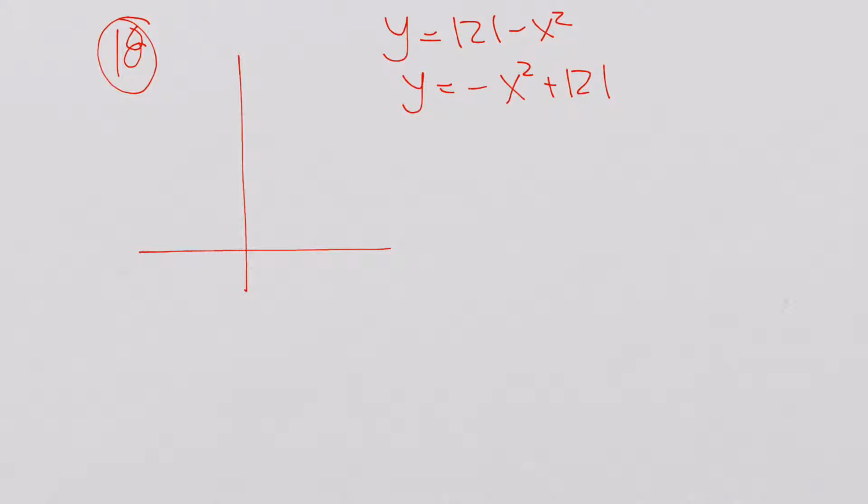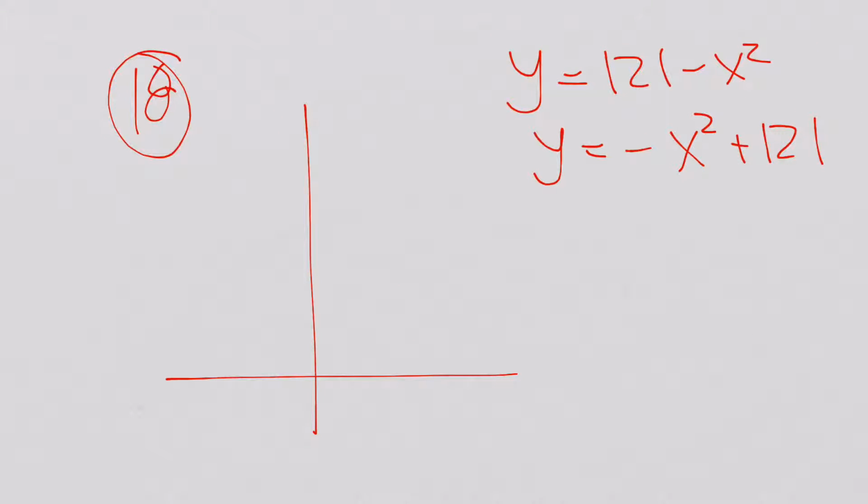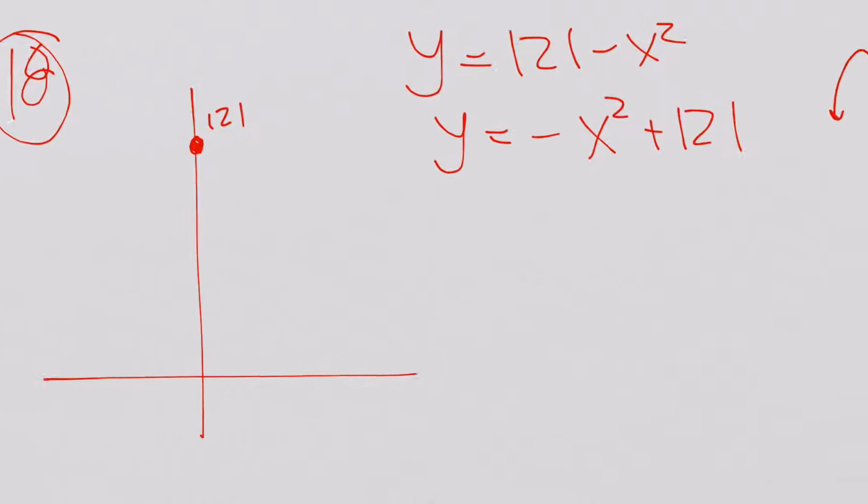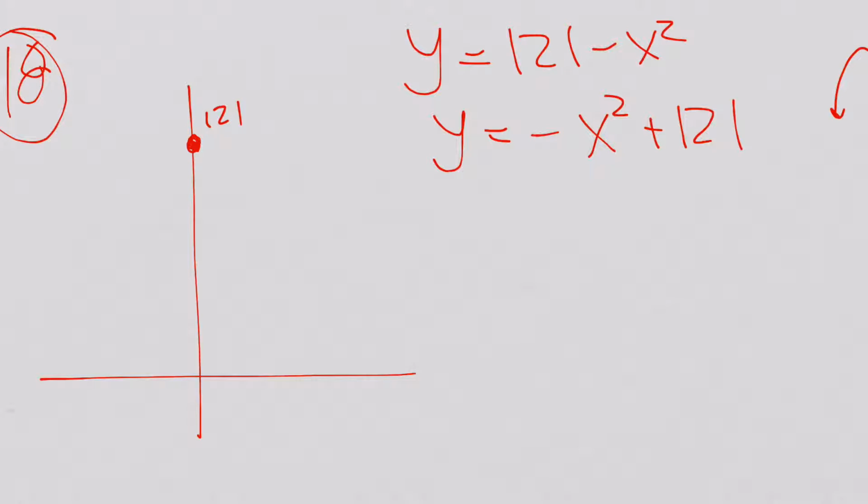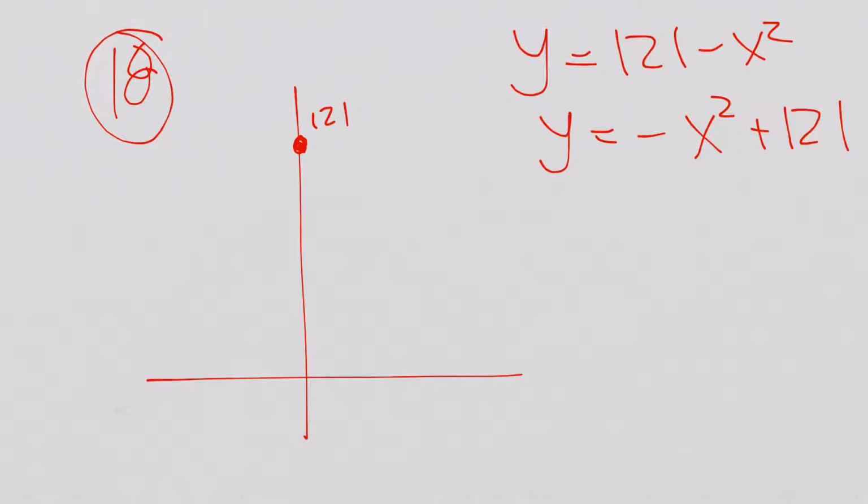Because there's a negative in front of your x squared term, this parabola will be upside down. And this plus 121 is your y-intercept and the y value of your vertex. So my vertex is up here at 121. And since I don't have an x plus 5 or anything like that, it's centered on the y-axis. So it's going to come down on both sides with perfect symmetry.